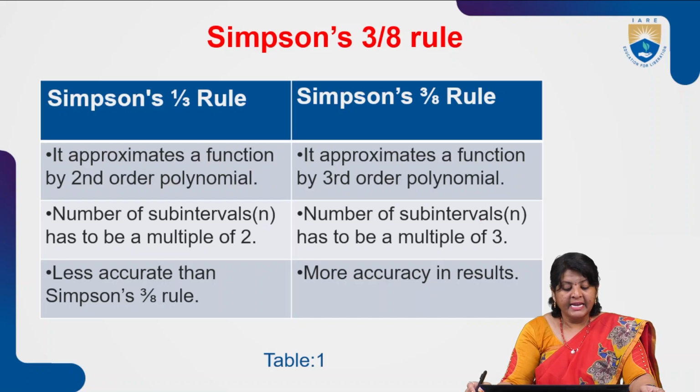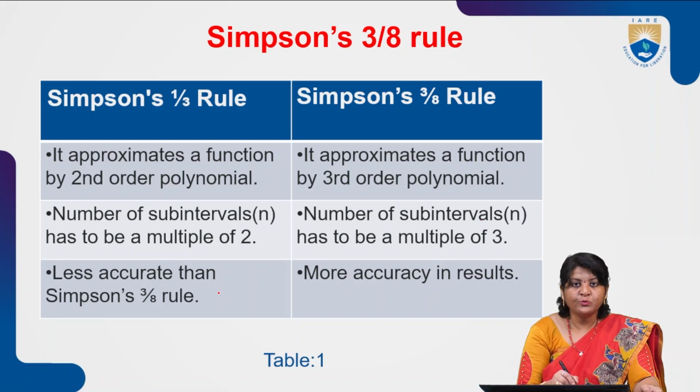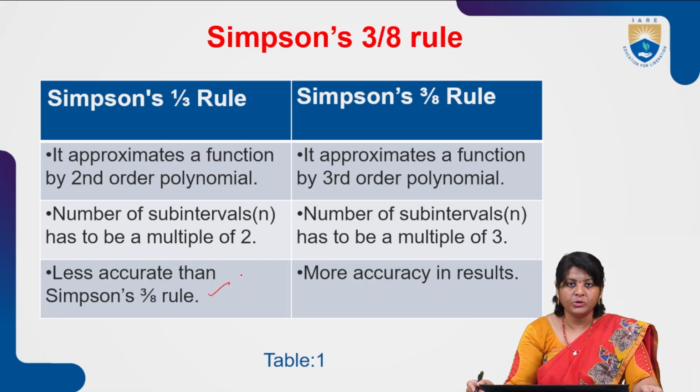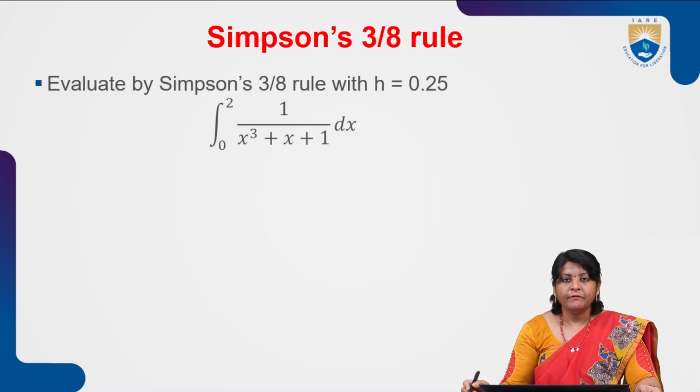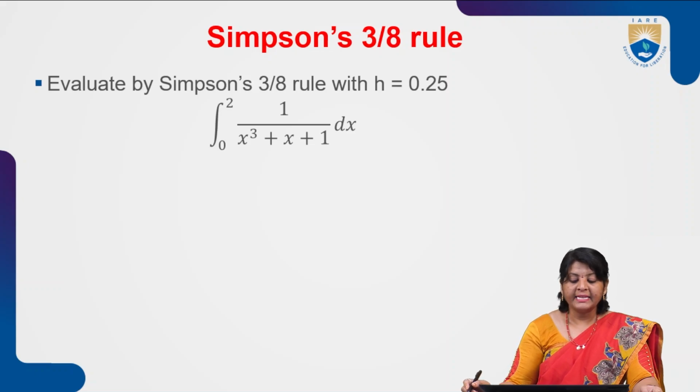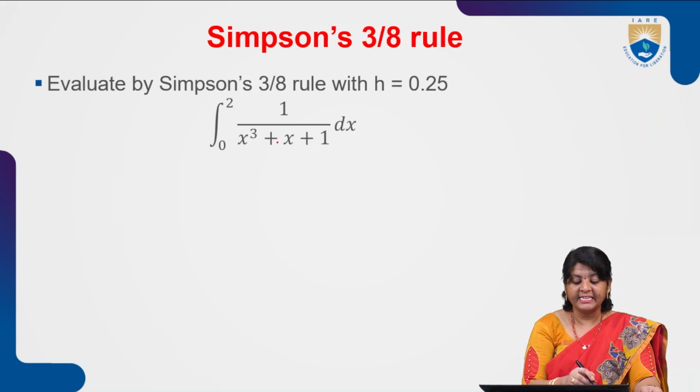Simpson's 1/3 is less accurate when compared with the 3/8 rule, and Simpson's 3/8 gives more accurate results. Now, with an example, we will find out the area enclosed under the curve for the definite integral. And this is the given integral.